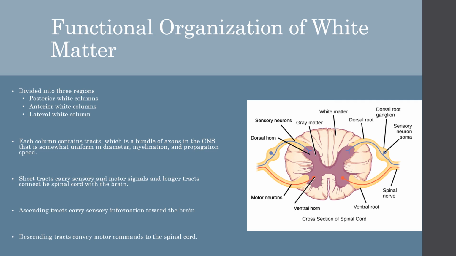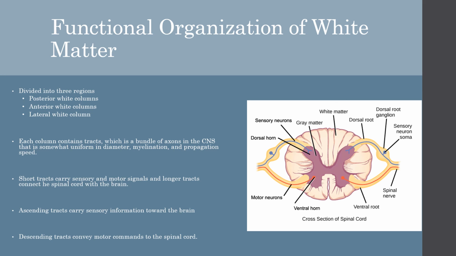All right, so let's take a look at the white matter here. The white matter is divided into three different regions. You can see the posterior, the anterior, and the lateral. Each column here contains tracts, and those tracts are a bundle of axons, which are going to be used to communicate and send impulses. With these tracts, they're going to send either sensory or motor signals. It just depends on the length of those tracts. The short tracts are going to carry those sensory and motor signals, and the longer tracts are actually going to connect the spinal cord with the brain.